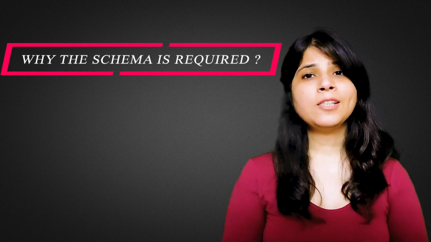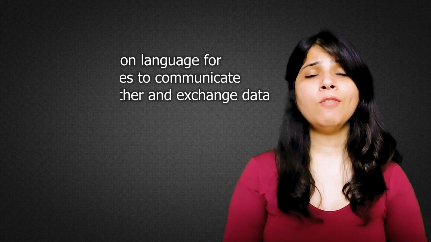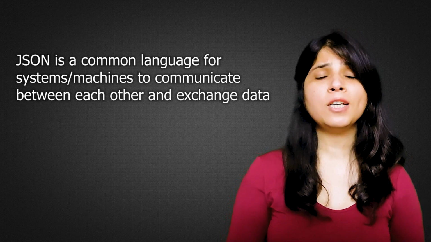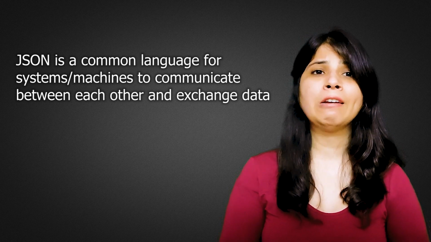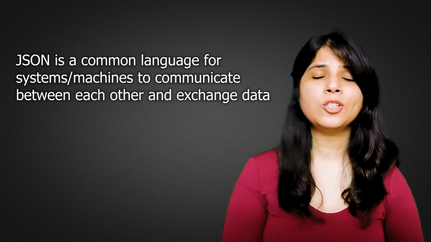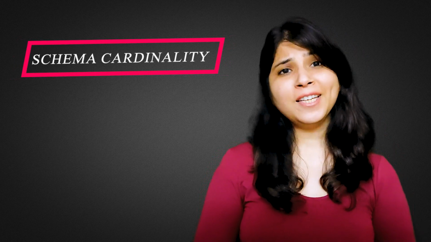So friends, why is this schema required? This schema is prescribed by the government, and it is required to be provided to the IRP in JSON format. JSON format is a common language which is used by systems to understand and read the instructions of each system. So friends, moving forward to the schema cardinality.